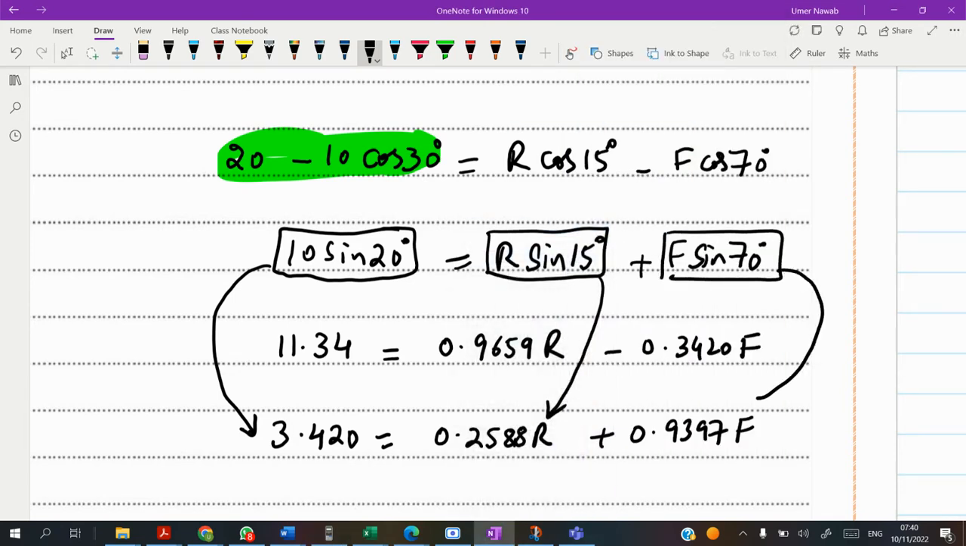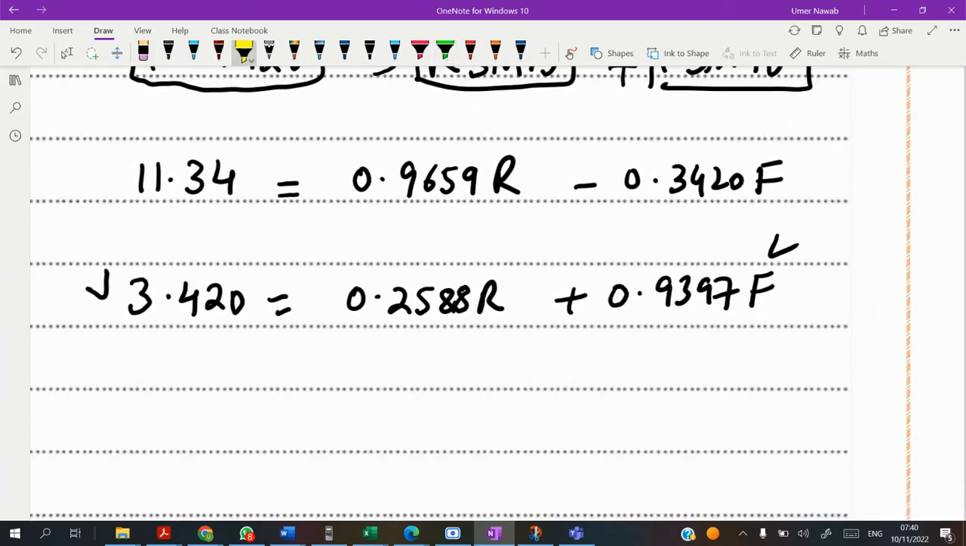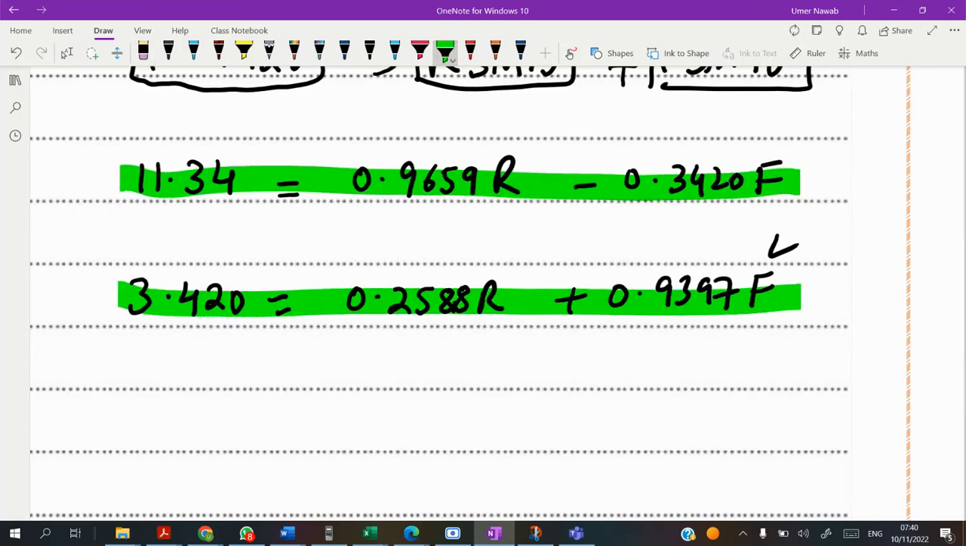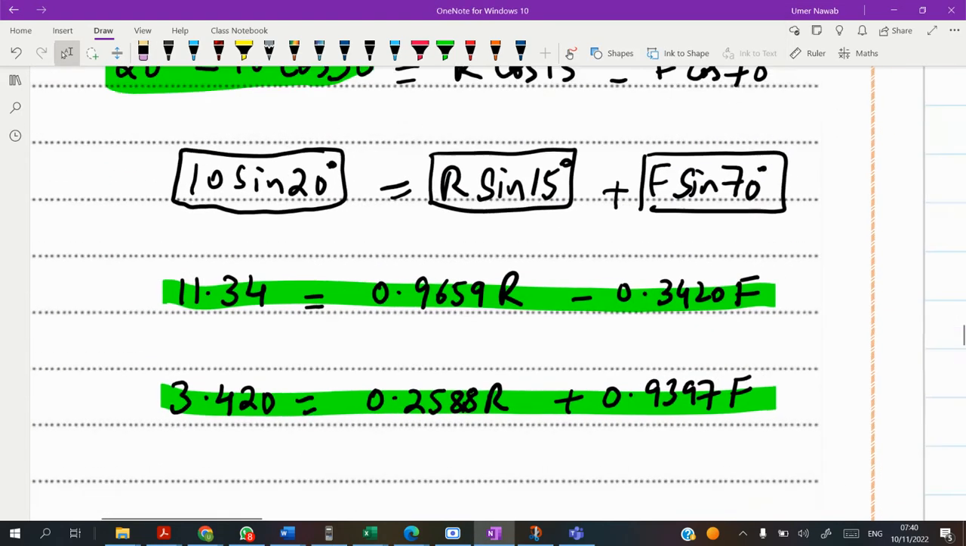I have simplified this. After doing this, I got a system of two simultaneous equations, and from the calculator I know how to solve it. How? Go to the menu, search for equation mode, then simultaneous equations. Two variables I'm dealing with, so two.